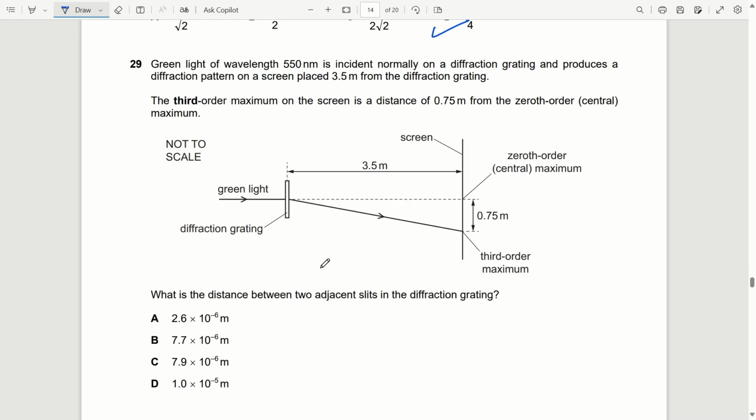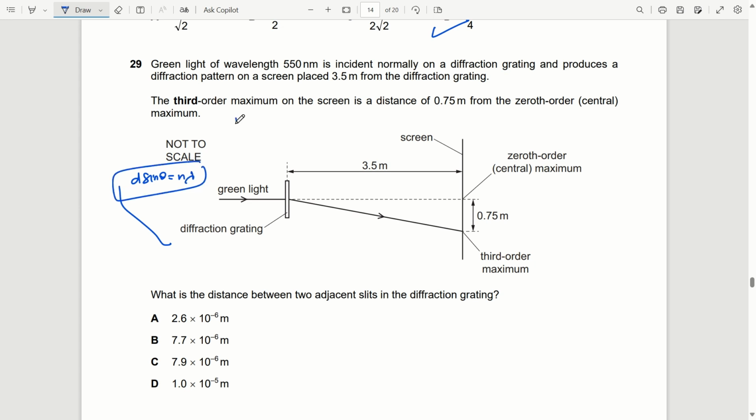Question 29. Green light of wavelength 550 nanometer is incident normally on a diffraction grating and produces a diffraction pattern on a screen placed 3.5 meter from the diffraction grating. The third order maximum on the screen is a distance of 0.75 meter from the zeroth order maximum. What is the distance between two adjacent slits? Now you have to find small d. We know that we have the expression d sine theta is equal to n lambda.